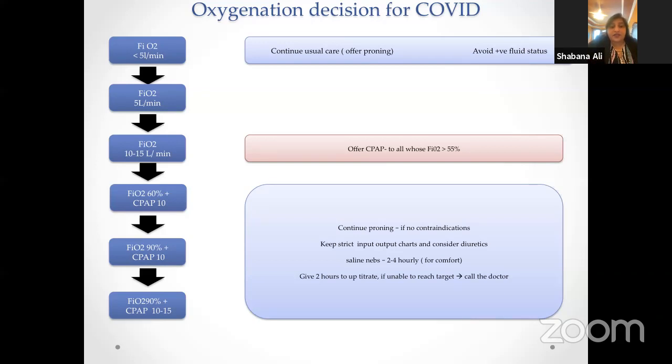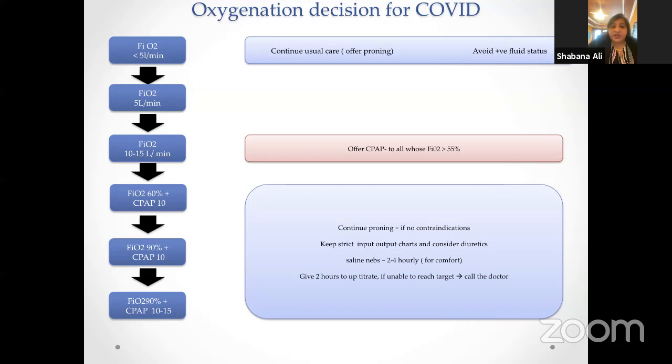So if you see you have to give a FiO2 of 60% to 90%, then just start thinking about CPAP. Just do oxygen therapy if it's less. If you need to give oxygenation with a FiO2 of more than 55%, think about CPAP.